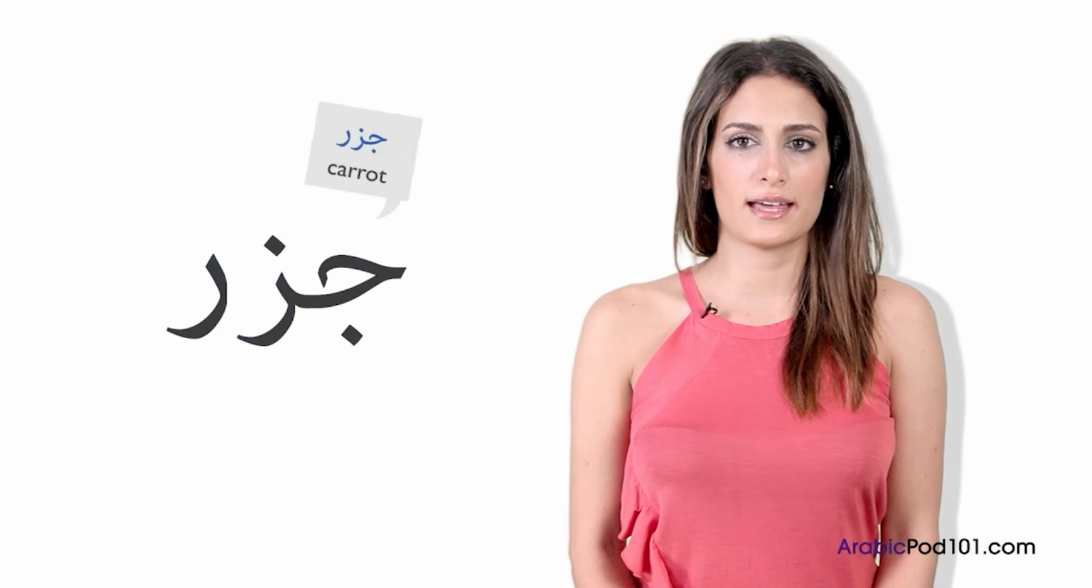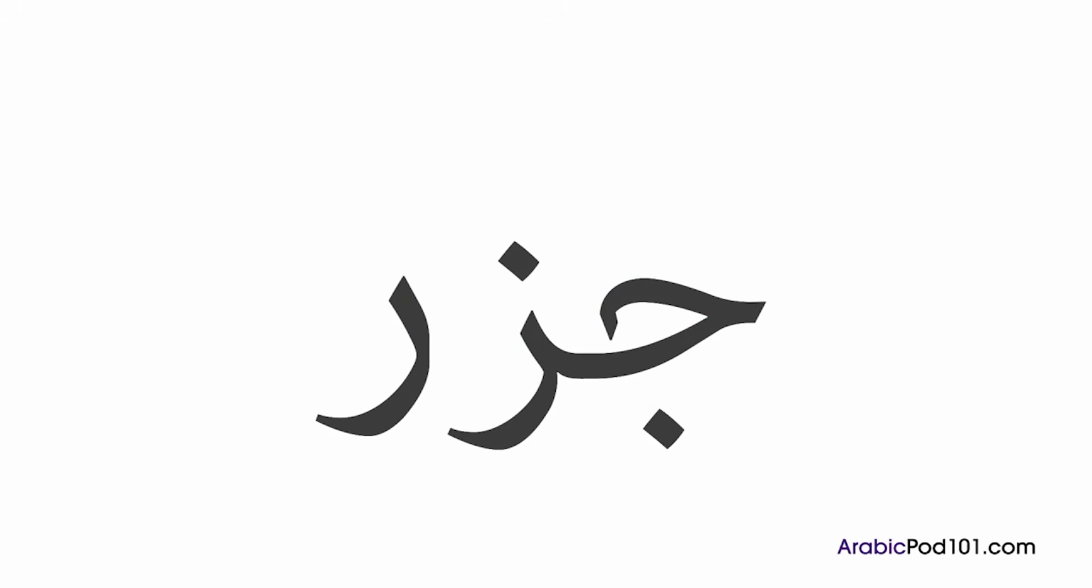It's pronounced jazar and means carrot. The jim is connected to the zain, but the ra and the zain aren't connected to each other because they are in medial and final positions. Now let's try writing it. Jazar.